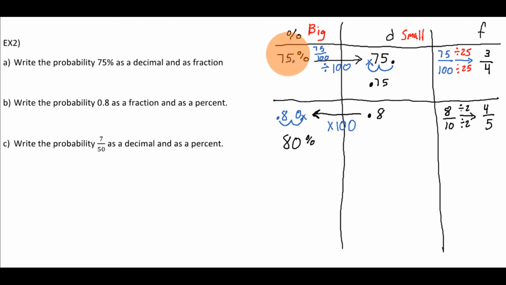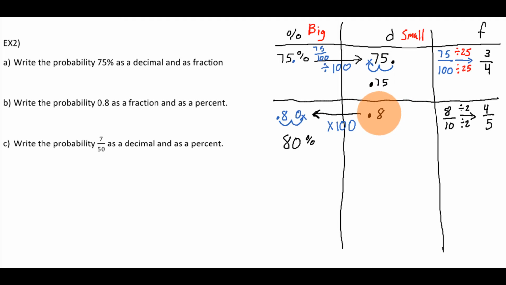So let's think about 75% again. 75% should look big when compared to its decimal, which should look small. So let's think. If you have a big number and you want to make it small, should you divide by 100 or multiply by 100? Well, you should divide by 100 because you're trying to make it small.